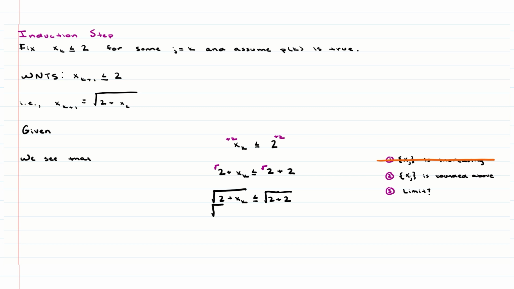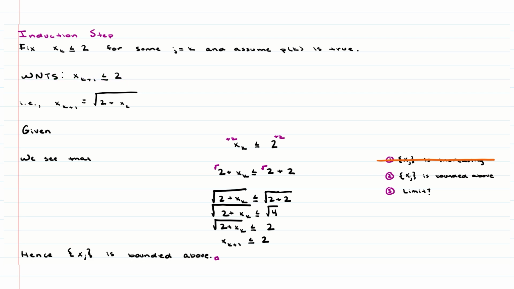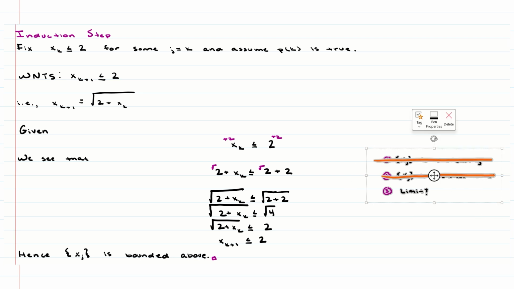At this point, I'll simplify the 2 plus 2 to give us 4 under the square root. And then I'll simplify the square root of 4 to 2. Now the square root of 2 plus x sub k represents x sub k plus 1 in our sequence. So we see that x sub k plus 1 is less than or equal to 2. Hence the sequence x sub j is bounded above, and we have executed our proof. So I'll cross this off of our list, and let's move on to finding the limit of our sequence.